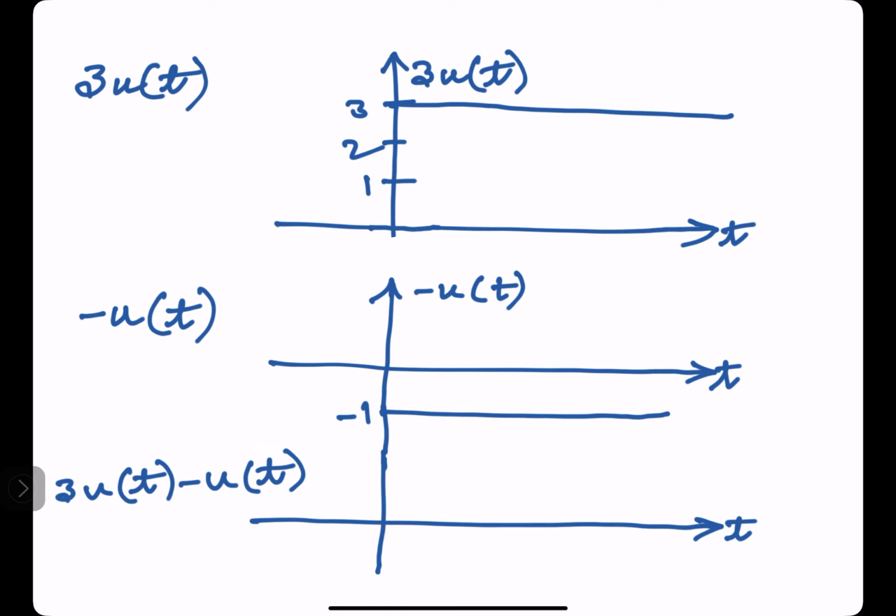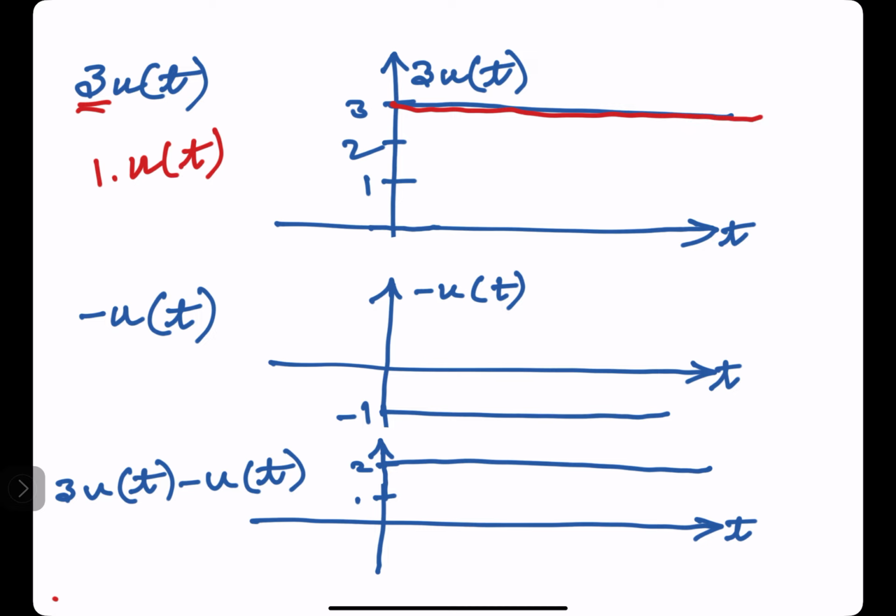Now we will discuss the amplitude scaling of this basic signal u of t. Basically, u of t is 1 into u of t. Here I am amplitude scaling. I am multiplying u of t by 3. So now u of t is amplitude scaled by 3. It means that only the amplitude is multiplied by 3. So it becomes 3 into u of t. Only the amplitude will get affected, it will increase, and it will not affect the time axis.